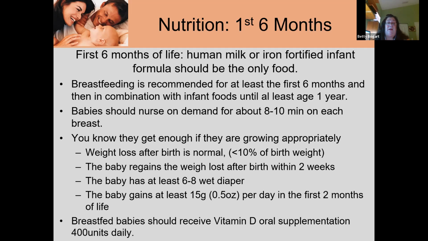They also say breastfed babies should have some vitamin D. You know, vitamin D has to do with good muscle strength, right? And for the nerves also.